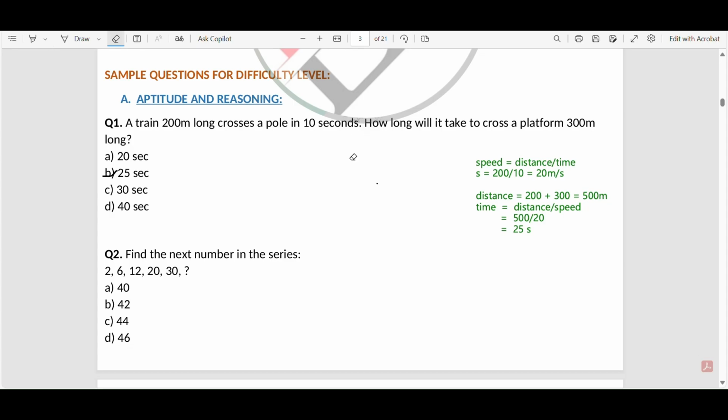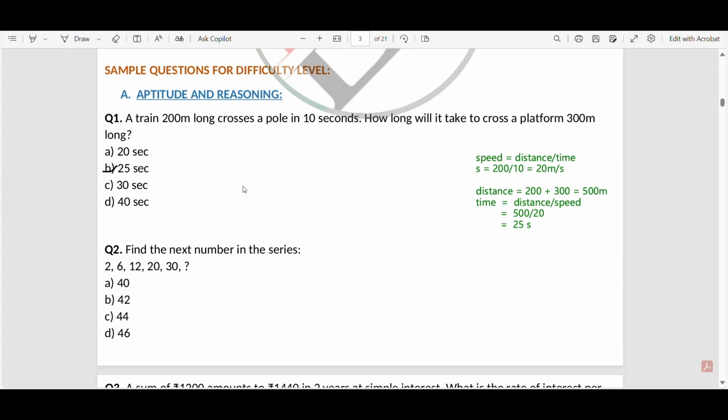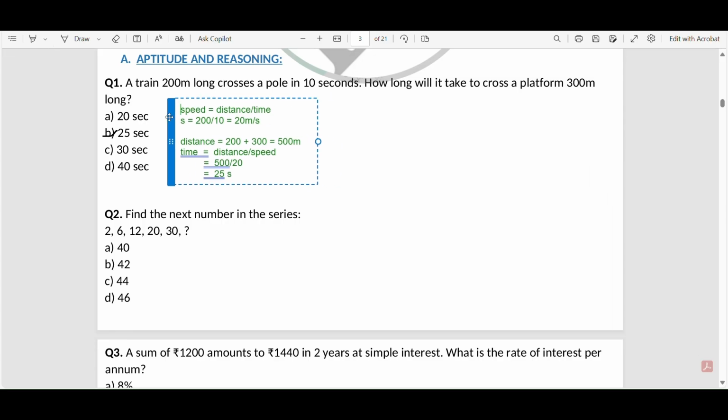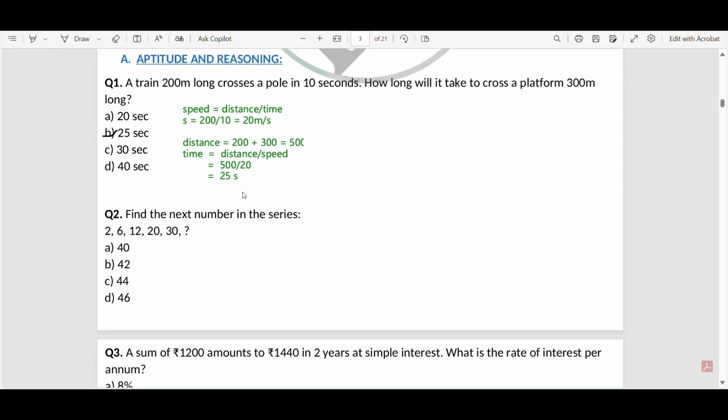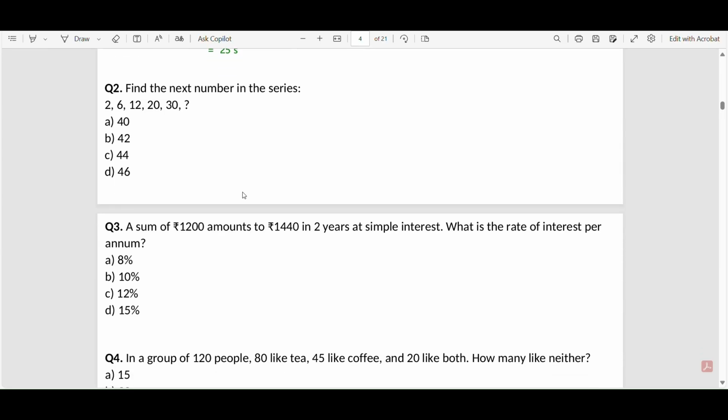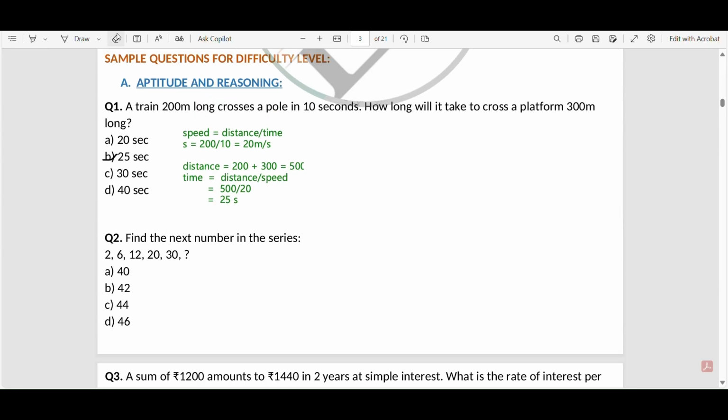Let me erase this. Let's go into the next question. The next question is to find the next number in the series. Instead of doing it like this, let me just highlight it with green color.